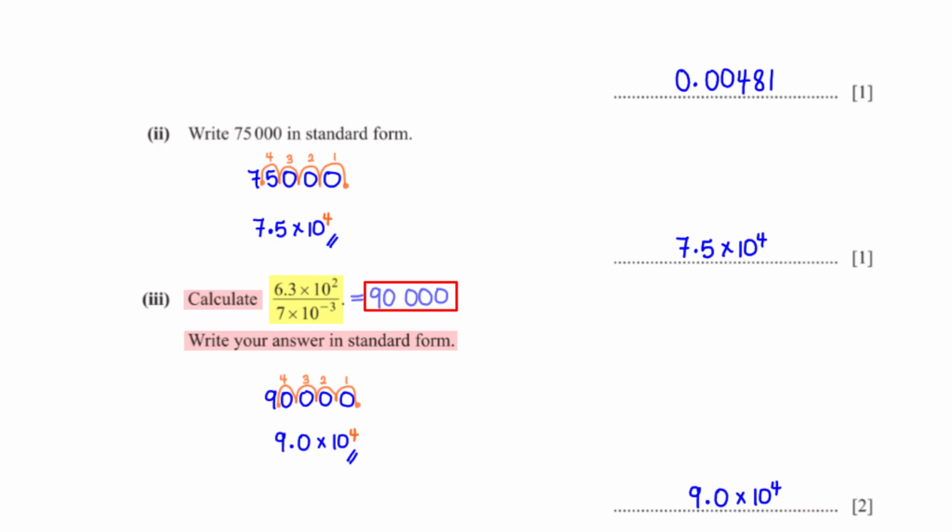To write 90,000 in standard form, we move the decimal point from the end of the number to a position after the first non-zero digit, which is 9. So we have 9.0. Since we moved the decimal point 4 units to the left, we multiply 9.0 by 10 raised to the power 4.